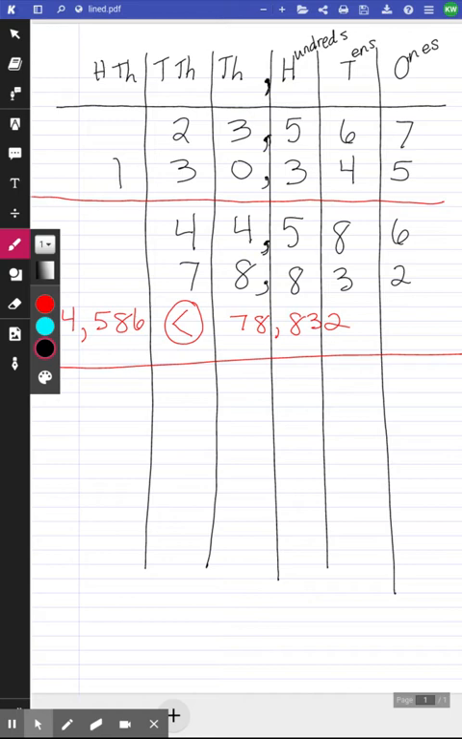112,087. Go ahead and try to write that one. Ready? Here it comes. I heard 112,000. So I have to go all the way over to the left.